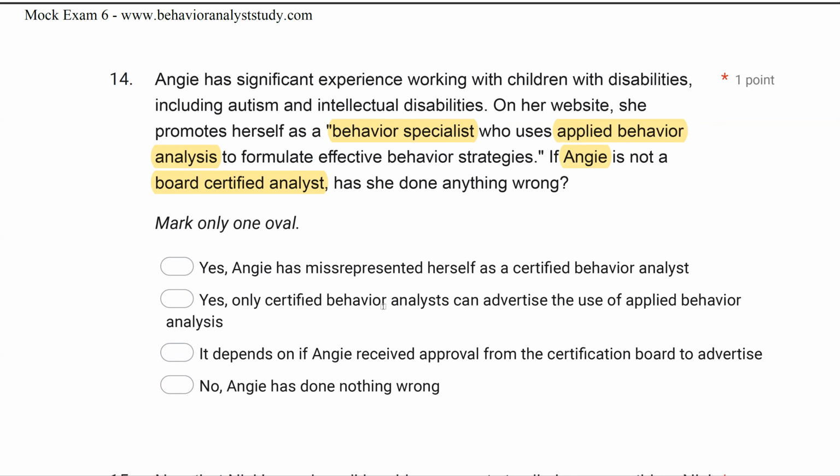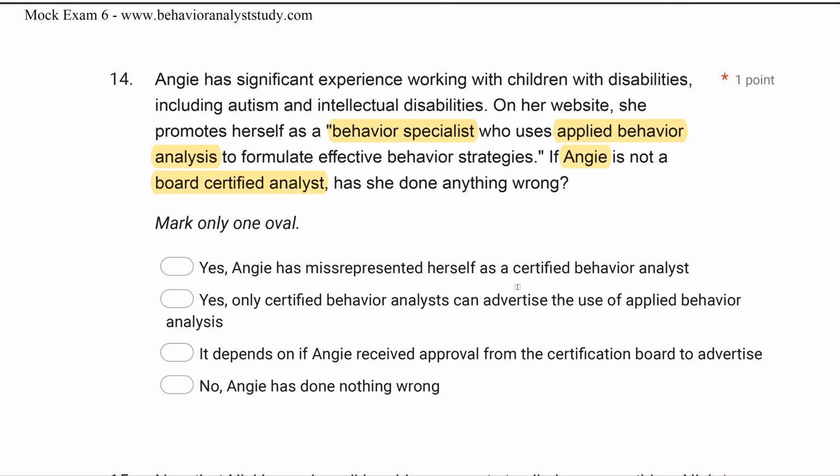B, yes, only certified behavior analysts can advertise the use of applied behavior analysis. Well, that's certainly not true, right? BCBAs don't have a monopoly on ABA whatsoever. C, it depends on if Angie received approval from the certification board to advertise. Angie doesn't need approval, right? She's not an analyst. She doesn't adhere to the BACB guidelines.